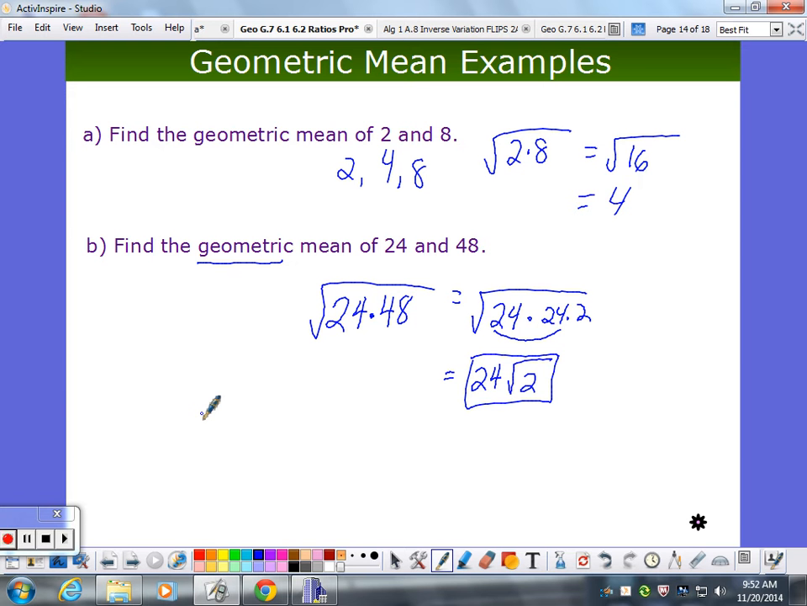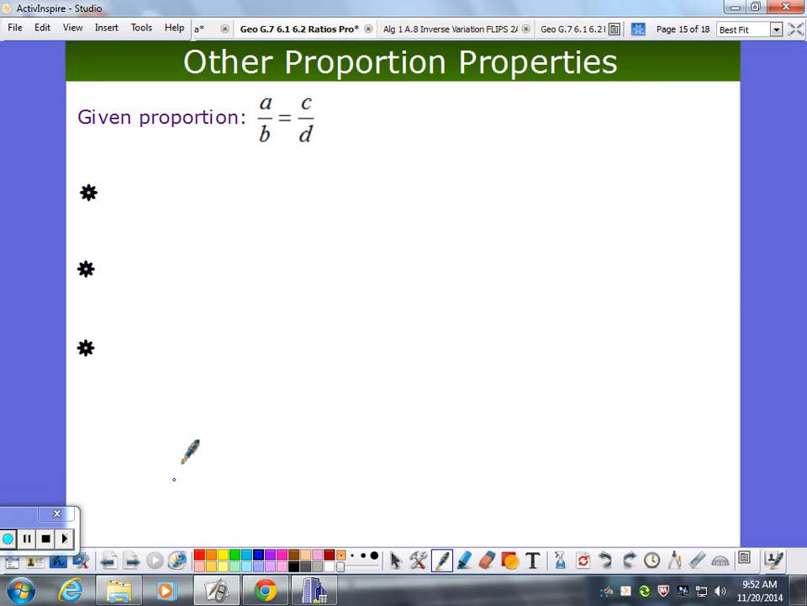All right? Geometric mean. Now I'm leaving this for a while. This will be back. So, we're going to learn it, and then it disappears, but it will be back. So don't put it out of your mind if it seems like, okay, it's gone. All right.